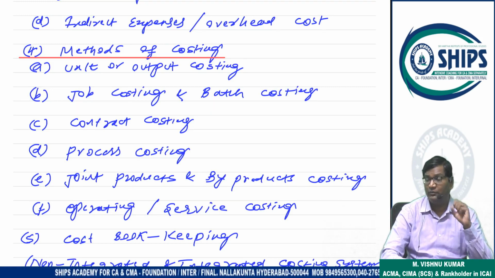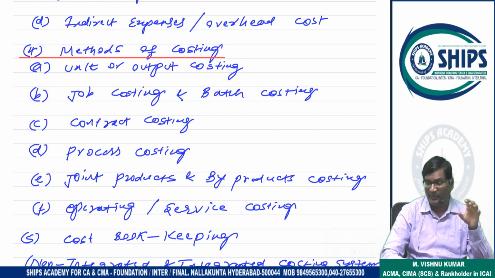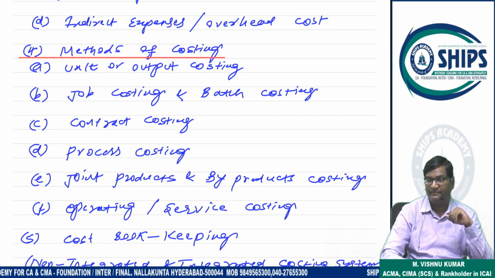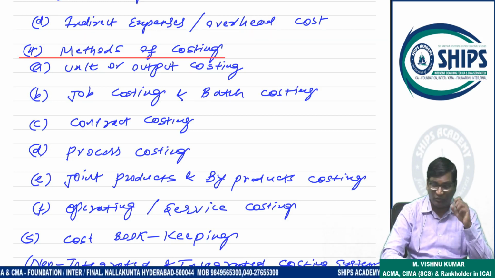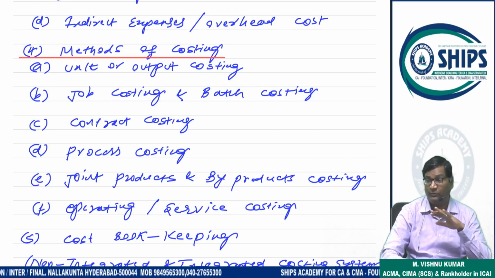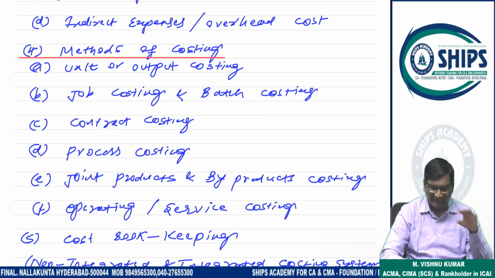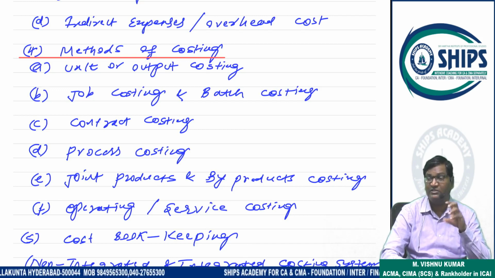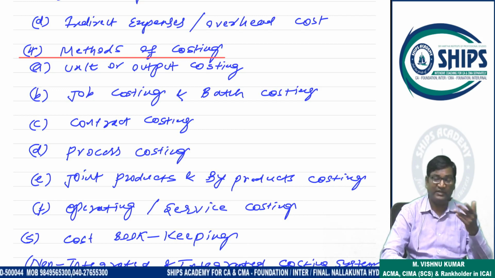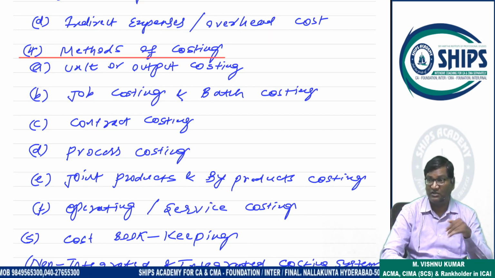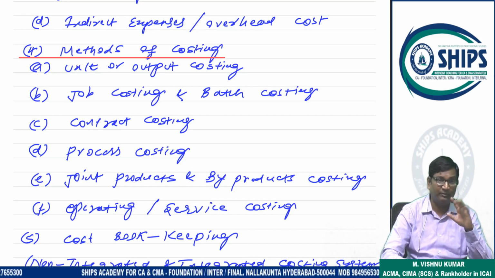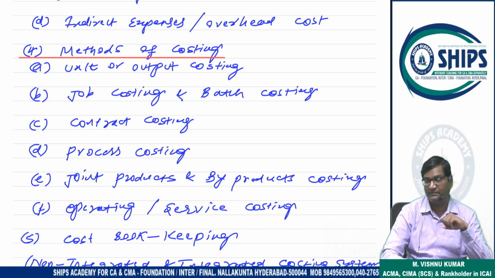Sometimes we need to maintain the records for a product from starting stage to end of the stage. Okay, so in that case, process costing will be used. Every stage, how much cost we are incurring, that we have to record. So process costing will be used. Like this, this is called methods of costing. Now service, transport, hotel, restaurants, hospitals, they will use service costing or operating costing. So this is called different methods of costing.